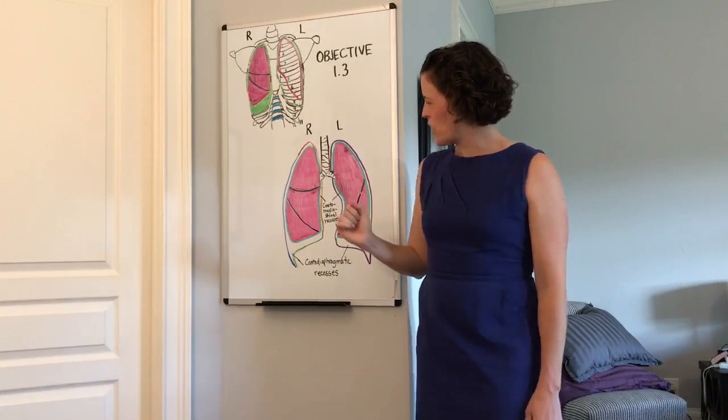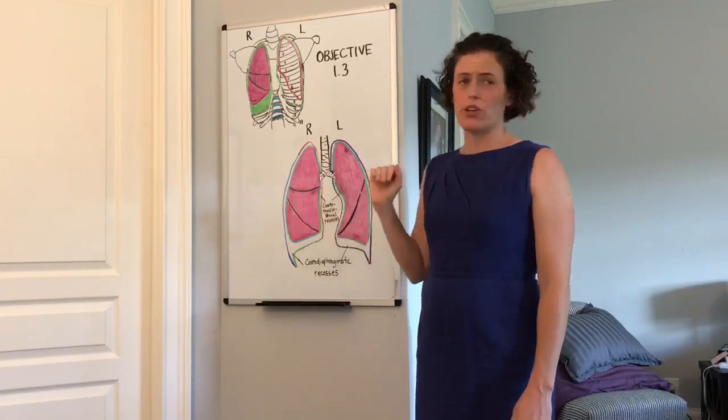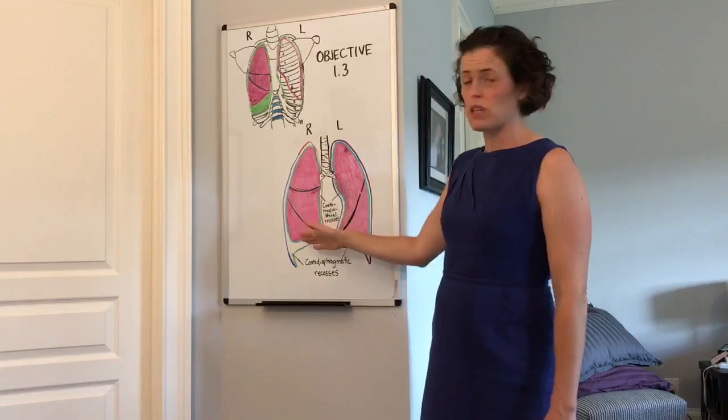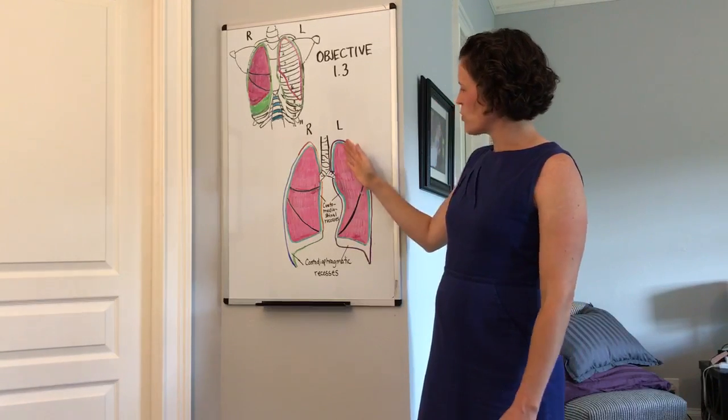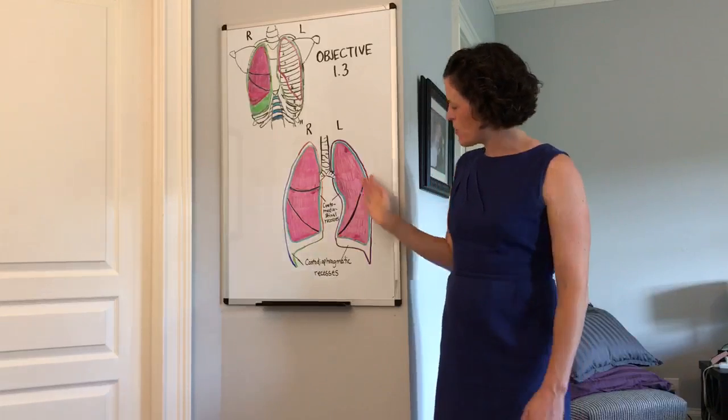The right lung has three lobes, the superior lobe, the middle lobe, and the inferior lobe, separated by the horizontal and oblique fissures. The left lung has two lobes, the superior lobe and the inferior lobe, separated by the oblique fissure.